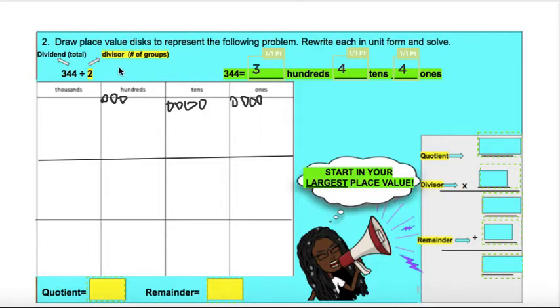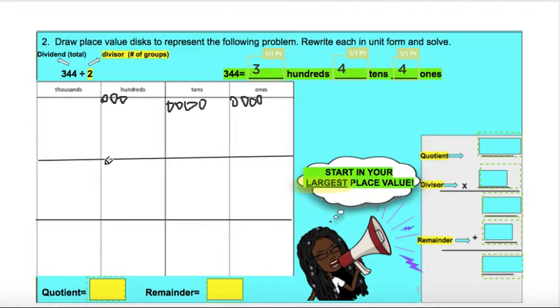Do you think I'm going to start distributing my discs from the hundreds or the ones? Use the clues on the paper to help you. If you said ones, not quite. I always start in my largest place value. And I like to ask my friends, would you rather have $100 or would you rather have $1? Yeah, I'd rather have $100 too. So that means that my largest place value is the hundreds.